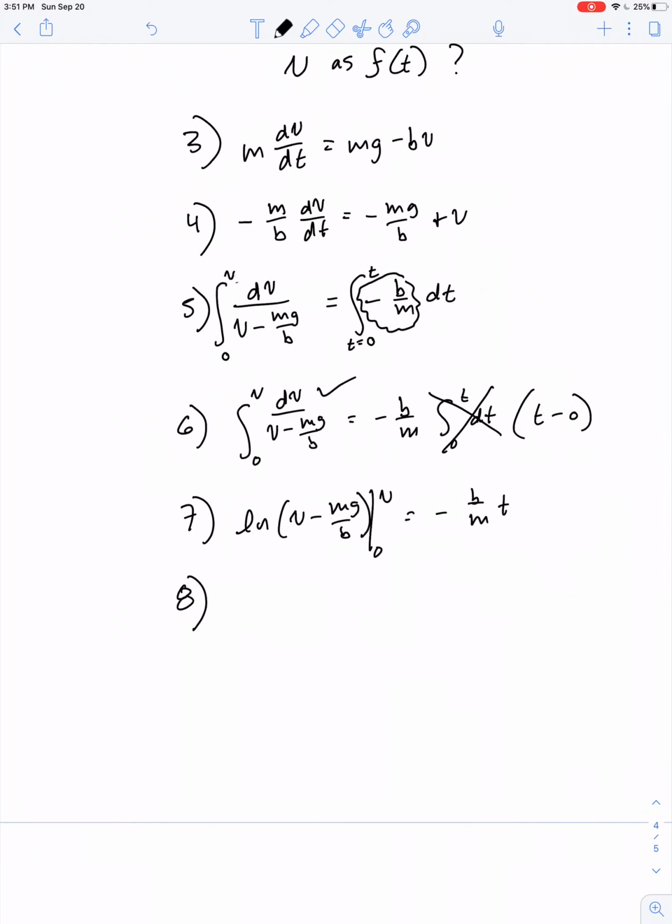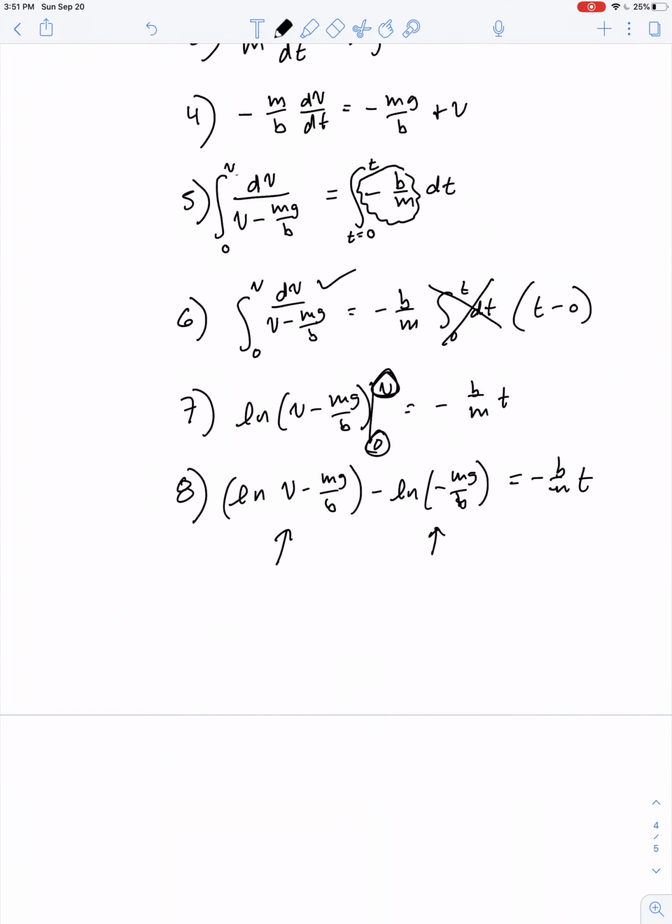Okay, so we have the natural log of v minus mg over b, minus the natural log of negative mg over b. So the first expression came from plugging in the upper value of v, and the other expression came from plugging in 0 for v, and that's equal to negative b over m t.